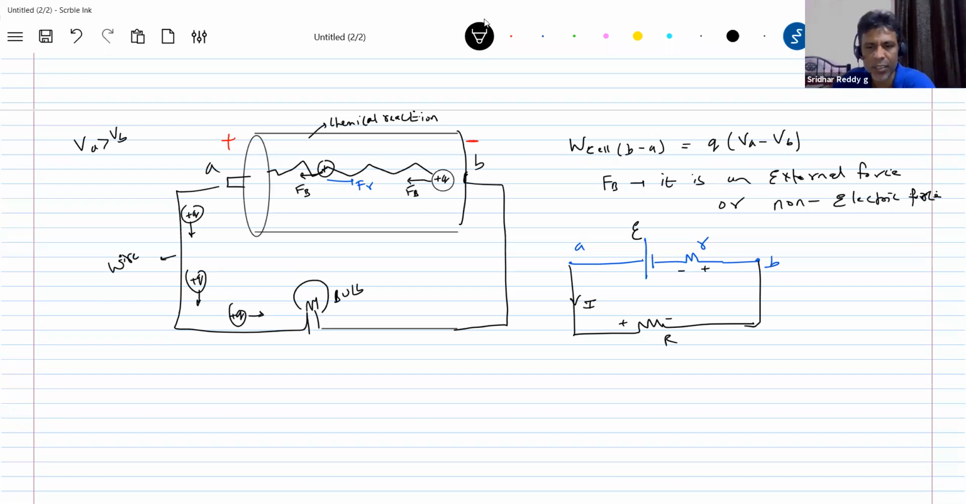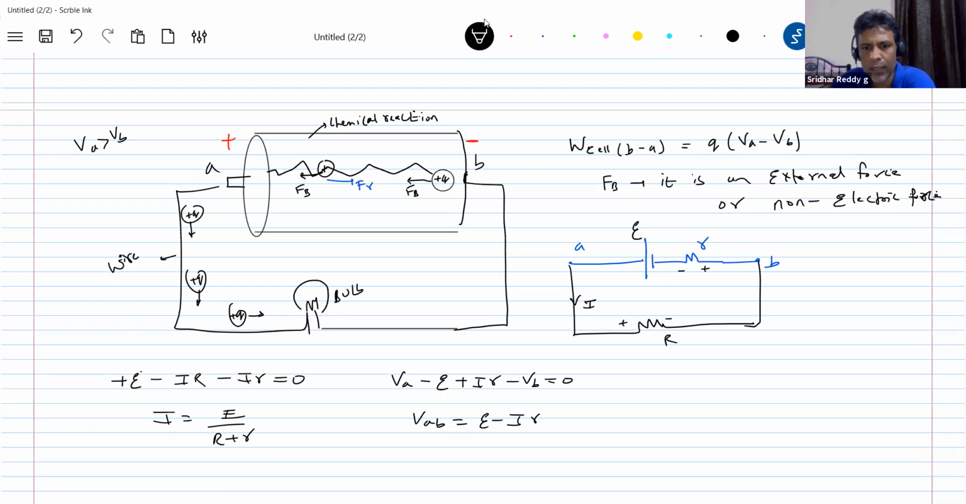Let's write the equation now. Let's write KVL: plus E minus IR minus I into R equals 0. So current I is equal to E by R plus small r. Let's write the terminal voltage: VA minus E plus Ir minus VB equals 0. So what is VAB equal to? E minus Ir.